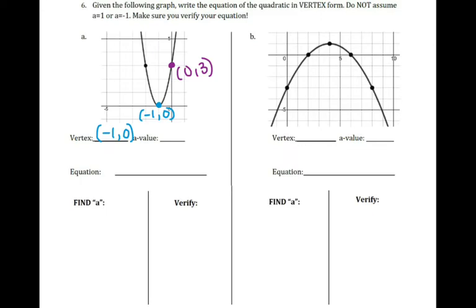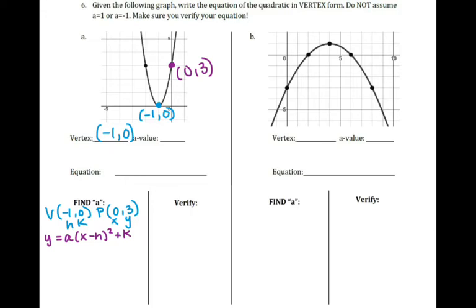Okay, now in order to find A, you are going to use your vertex, which was negative 1, 0, and any point on your graph, which I picked as 0, 3. I'm going to label my vertex H, K, and my point is X, Y. And what you're going to do is replace all four of those numbers into our vertex form. And every value is going to be replaced with a numerical value except for A, which is going to allow us to find A.